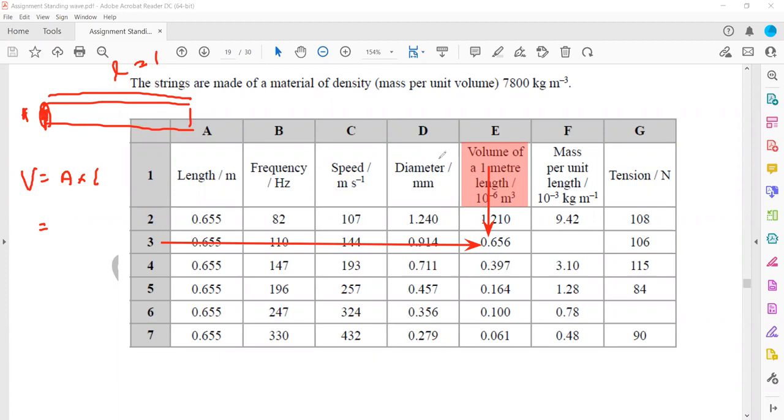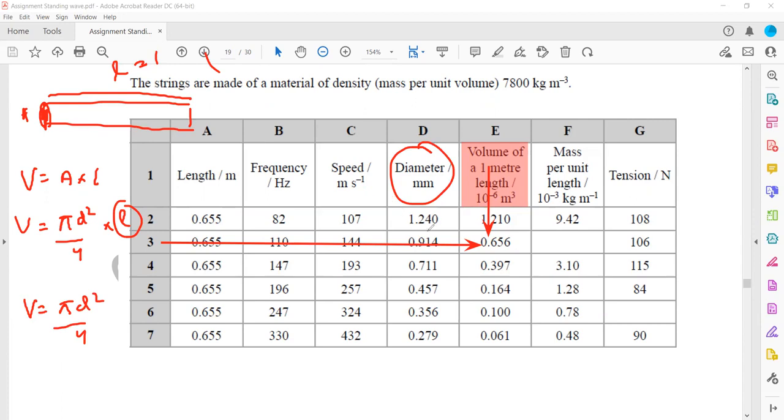What about the area? I have the diameter. So the area of cross section of a wire is pi d squared by 4. So pi d squared by 4 multiplied by L. And what is L here? Because I've already mentioned we want the volume of 1 meter length, L is equal to 1. So the volume will be equal to pi d squared by 4. Means the diameter squared multiplied by pi divided by 4 will give us the volume.